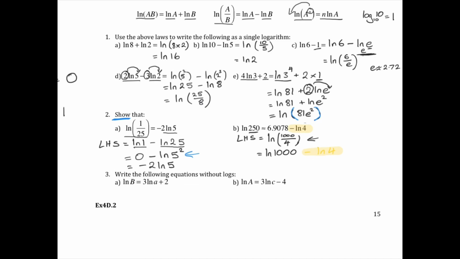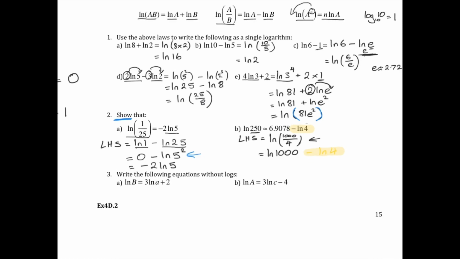Well, good news is, girls, you can put that in your calculator by pressing the ln button and then 1,000, and check it now on your calculator, but you should get 6.9078. And then we can just copy the ln 4 because they want it just as ln 4. So the last step is using your calculator and putting in ln of 1,000.